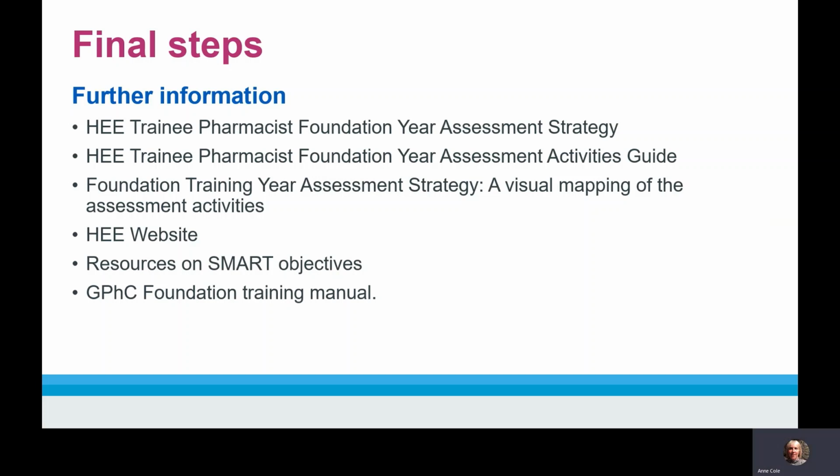For further information on the learning outcomes, please visit the HEE Trainee Pharmacist Foundation Year Assessment Guide and Strategy on the HEE website. There are also suggested activities for each of the learning outcomes and also many other additional resources. For more information, particularly on the learning outcomes, please do look at the GPhC Foundation Training Manual on the GPhC website.